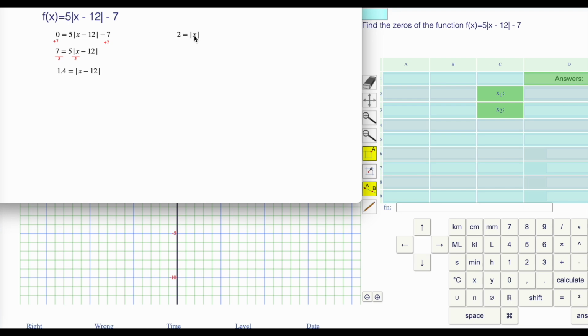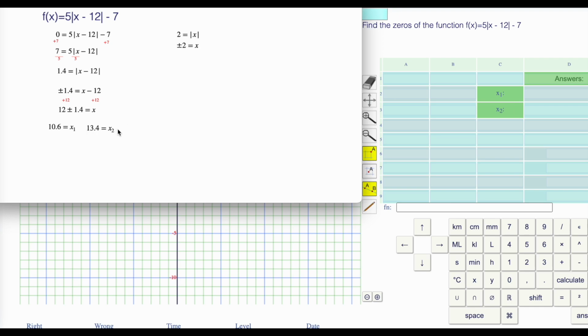Whenever you have an unknown inside an absolute value bracket, you have to do a plus minus. X must be plus or minus 2. X minus 12 must be plus or minus 1.4. Then I want to get rid of this minus 12. I'm going to add 12 to get rid of it, but I do it to both sides. We end up getting 12 plus or minus 1.4 is equal to x. So our x1 is going to be 12 minus 1.4, which is 10.6. Then our x2 is 12 plus 1.4, which is 13.4.